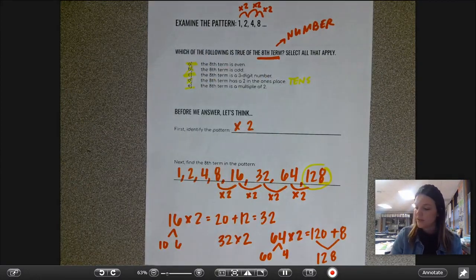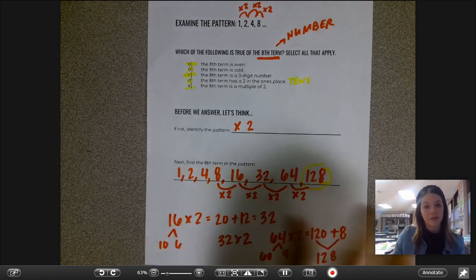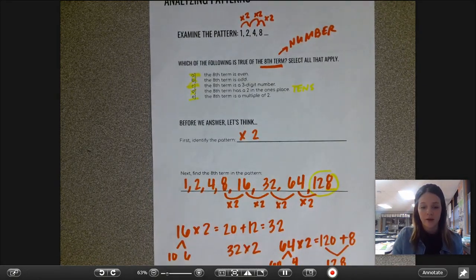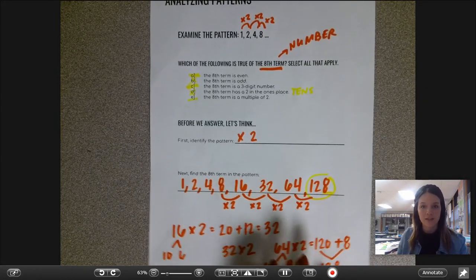So my answers that are correct are A, C, and E. Now you're going to do another pattern on your own. You can always come back and rewind to this if you need some help, and I will also give you the answer key at the end.